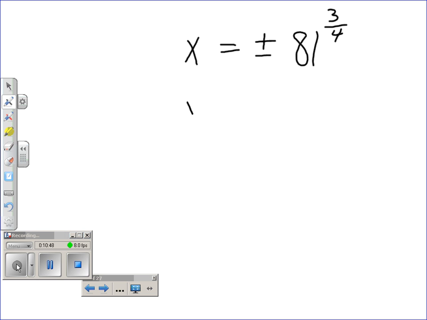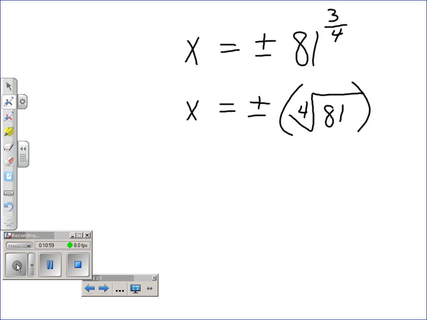Here's where we are. I am going to put the plus or minus there to remind me. I'm going to take the fourth root of 81 first, and then I'm going to raise it to the third power. Now your calculator will take the fourth root of 81, and you will find that that's the number 3, because if you take 4 3s and multiply them all together, you get 81. I still have to cube my answer. I've taken the fourth root, but I haven't cubed it yet.